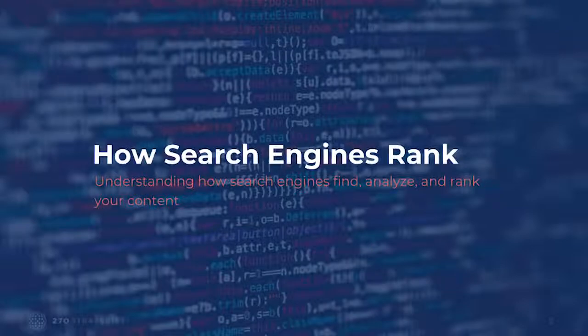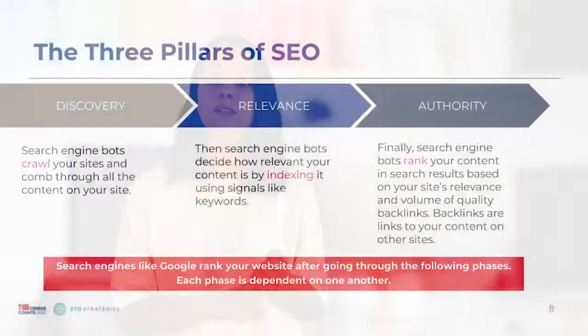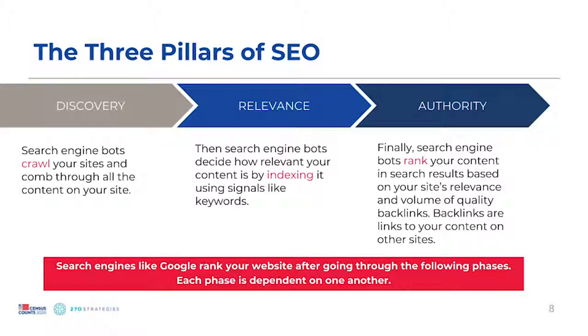Now that we've gone over what SEO is, let's dive into what Google uses to rank your website. When ranking your site, Google goes through 3 phases. Number 1, discovery. Number 2, relevance, and number 3, authority.